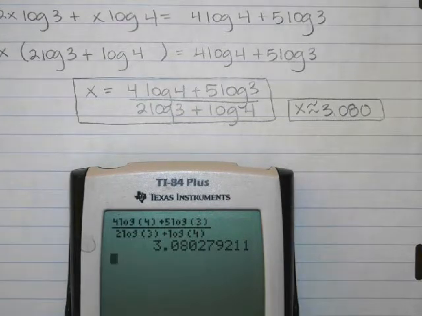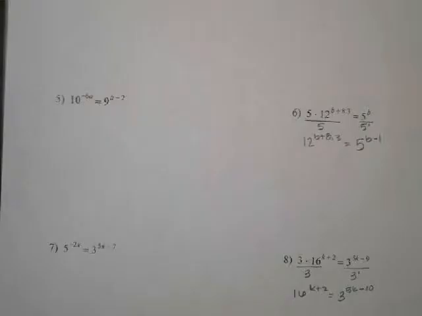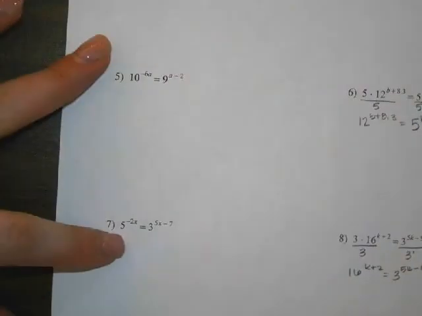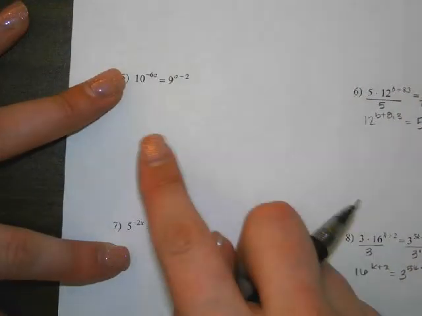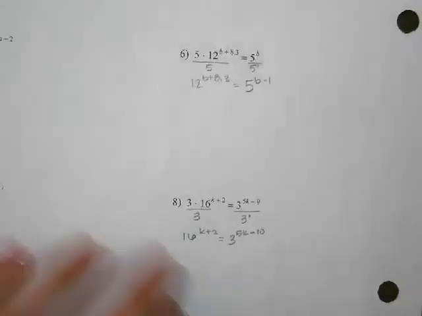All right, let's go back to your worksheet and we can do one of the ones on there. So 5, 6, 7, or 8, which one would you guys like to do? 5 and 7 are going to be a little bit easier because the exponents are a little bit more simple. Do number 8. Okay, let's do number 8.